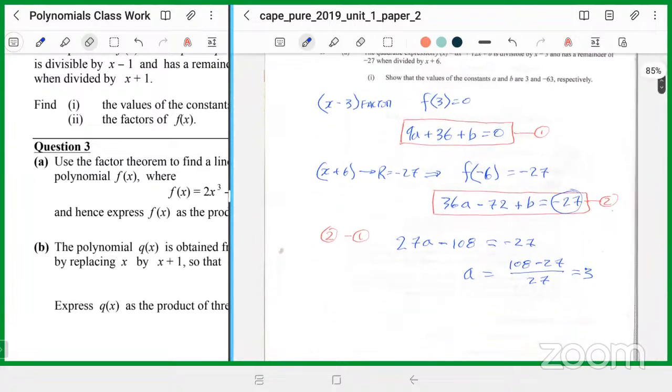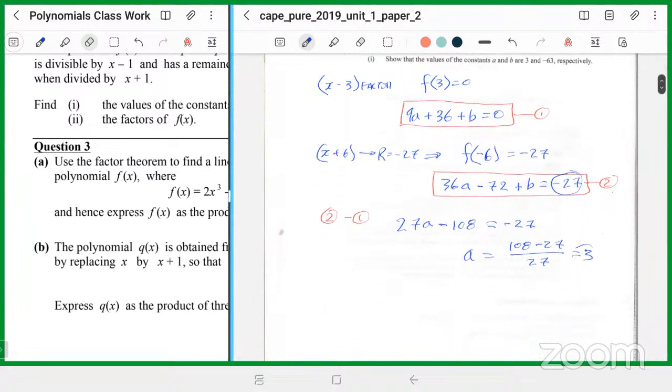All right, so now that a equals 3, we can take the 3 and substitute for the a right here in this equation. We substitute, and we're going to get 9 times 3 plus 36 plus b equals 0. This is 27 and 36. 27 and 36 is what? 63. You go over there and subtract, give me negative 63. So b equals negative 63.